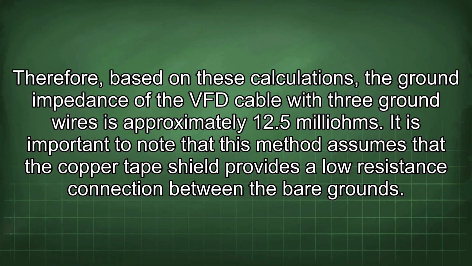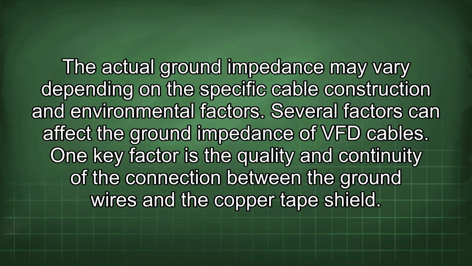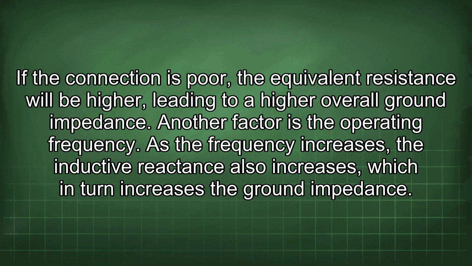It is important to note that this method assumes that the copper tape shield provides a low resistance connection between the bare grounds. The actual ground impedance may vary depending on the specific cable construction and environmental factors. Several factors can affect the ground impedance of VFD cables. One key factor is the quality and continuity of the connection between the ground wires and the copper tape shield. If the connection is poor, the equivalent resistance will be higher, leading to a higher overall ground impedance.